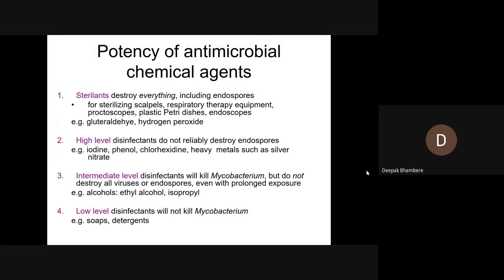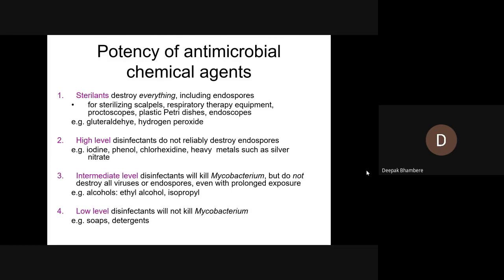But the FDA has given some strict guidelines regarding the use of glutaraldehyde. When you are using glutaraldehyde, one must take care that humans should not be exposed to it for a longer period of time because of its ability to cause carcinogenic effects. So the use of glutaraldehyde has been banned by the FDA, or the use should be limited.